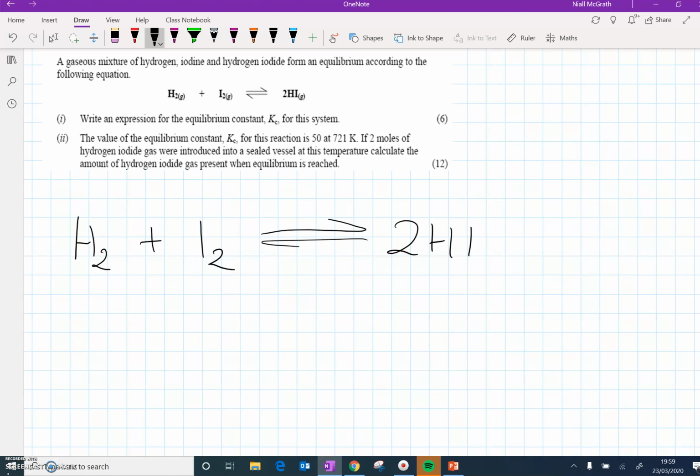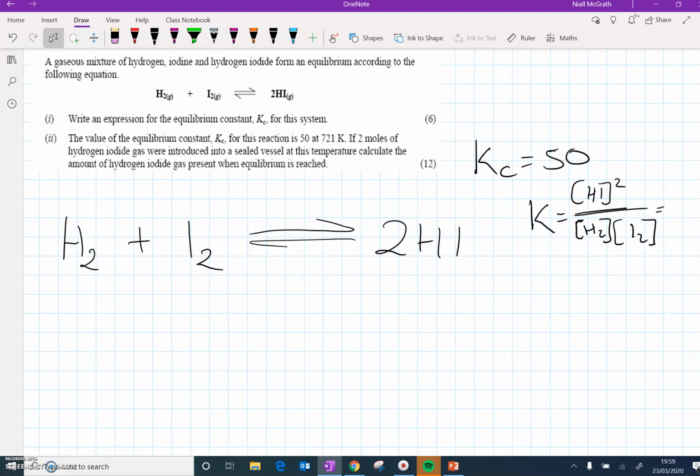Okay, so we have Kc is equal to 50. If we look a little more to see what that actually means, Kc would be HI squared over H2 and I2, and that equals 50.